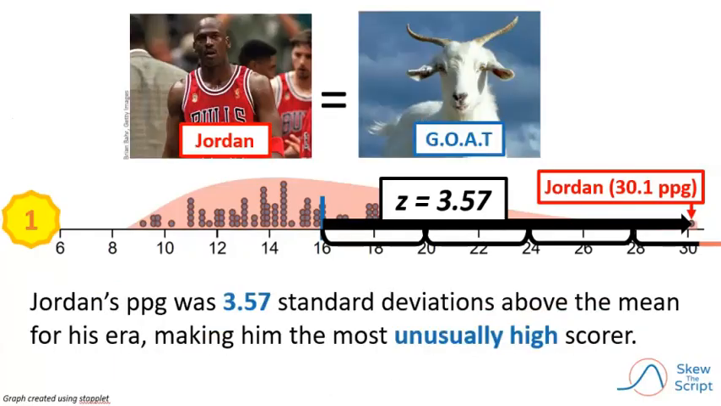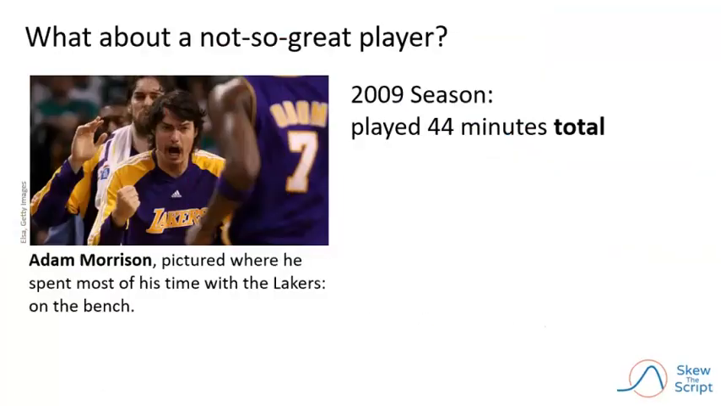So using these values, just this metric of points per game, it looks like Jordan emerges as our clear victor, scoring 3.57 standard deviations above the mean for his era, making him the most unusually high scorer.